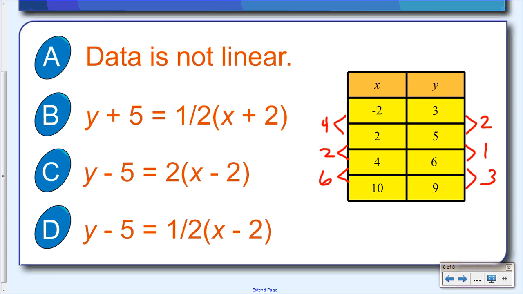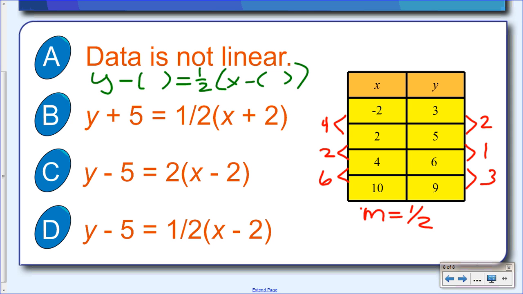So we've got 2 over 4, which is a half. This one is a half, and this one is 3 over 6, which is a half. So it looks like my rate of change is a half. So slope equals a half. y minus y equals, I know it's going to be a half, x minus something, 2 and 5. So it looks like they use this 2 and 5 point. So 2 goes in here for x, 5 goes in here.